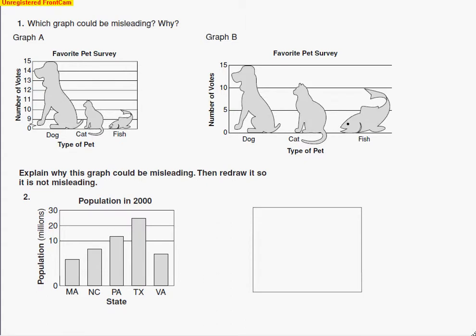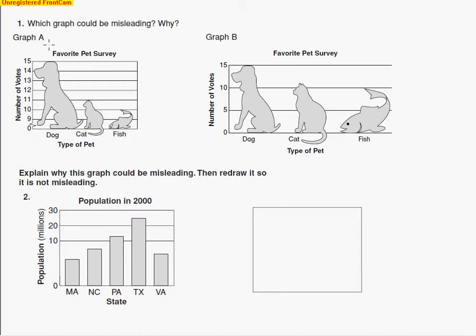Part 2 of misleading graphs has just different types of graphs and possibly different types of questions that they could ask. So let's take a look at the first one here. Which graph could be misleading and why? So it's the same exact question, but just a different type of graph. So let's take a look at them.